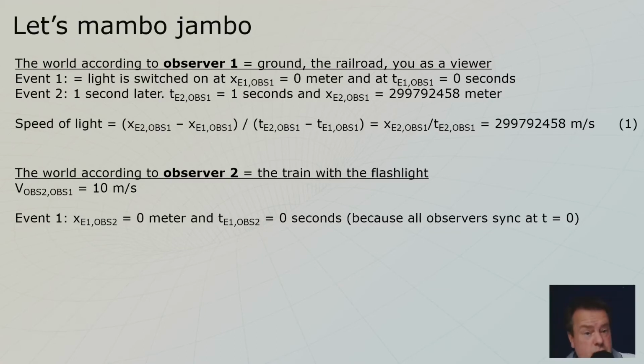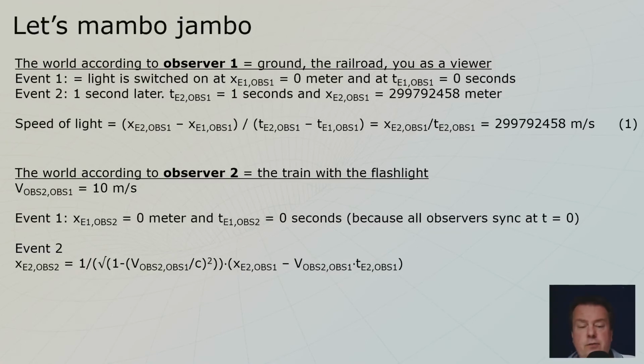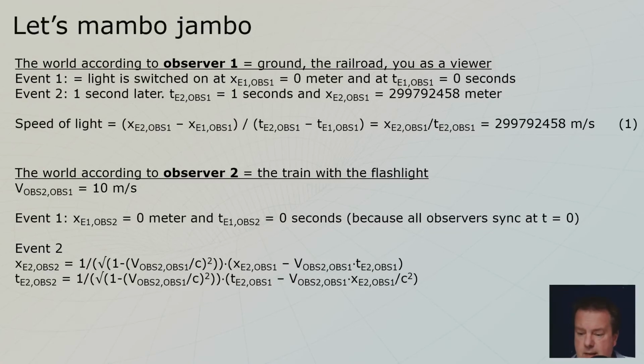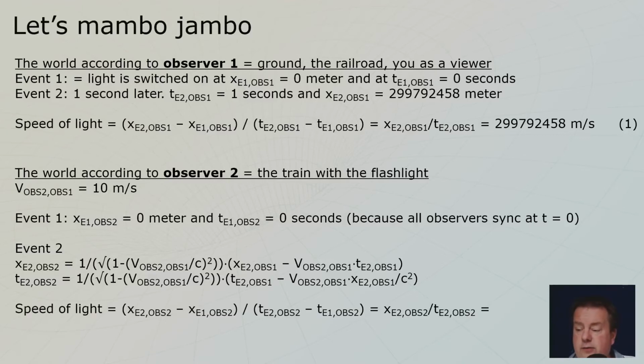How about event number 2? Well, let's use the Lorentz transformation, shall we? The Lorentz transformation is that I can calculate the coordinate of event 2 through the eyes of observer 2 by using this equation. And I can also calculate the time of event 2 through the eyes of observer 2 using this equation. And the speed of light, of course, is the difference in x divided by the difference in t.